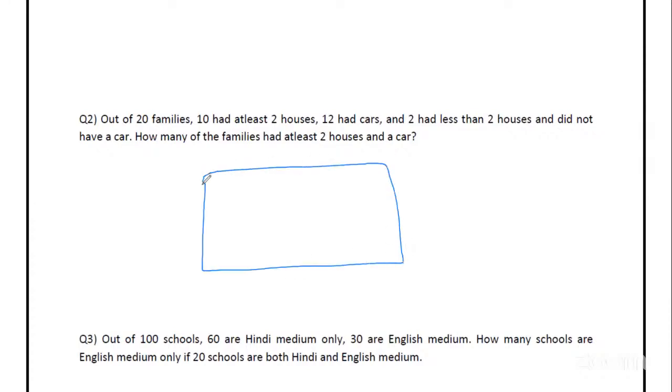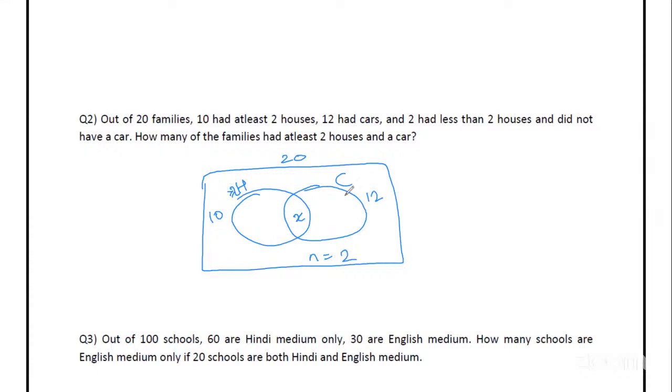Out of the 20 families, at least 2 houses. So I'll put at least greater than or equal to 2 houses and cars out here. 10 had at least 2 houses, so this is 10. 12 had cars, so this is 12. 2 had less than 2 houses and did not have a car, so my n is equal to 2. How many of the families had at least 2 houses and a car? So X is what we need to find out.